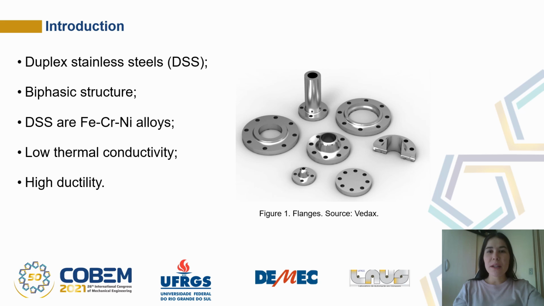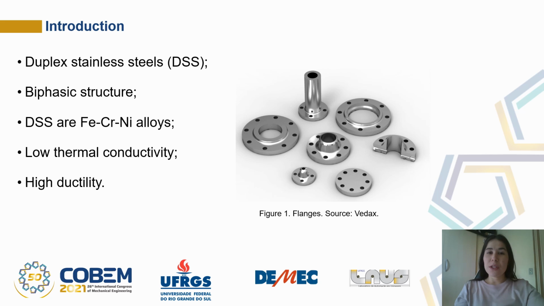Introduction. Duplex stainless steel is a low machinable alloy with a biphasic structure, 50% ferrite and 50% austenite, applied in oil, tanker tanks, flanges, and pipes. GSS are iron, chrome, and nickel alloys, and it has low thermal conductivity, high ductility, and built-up edge formation.